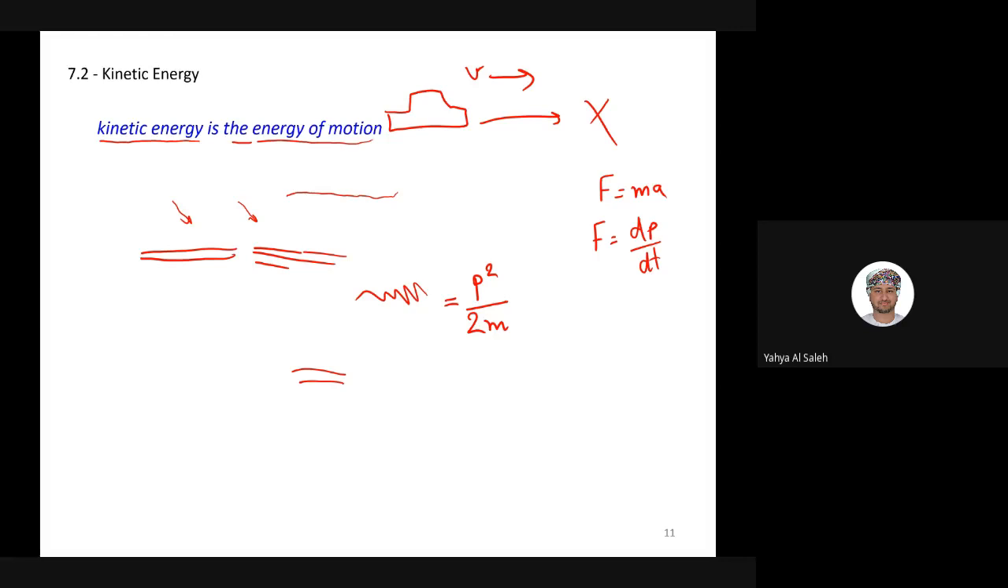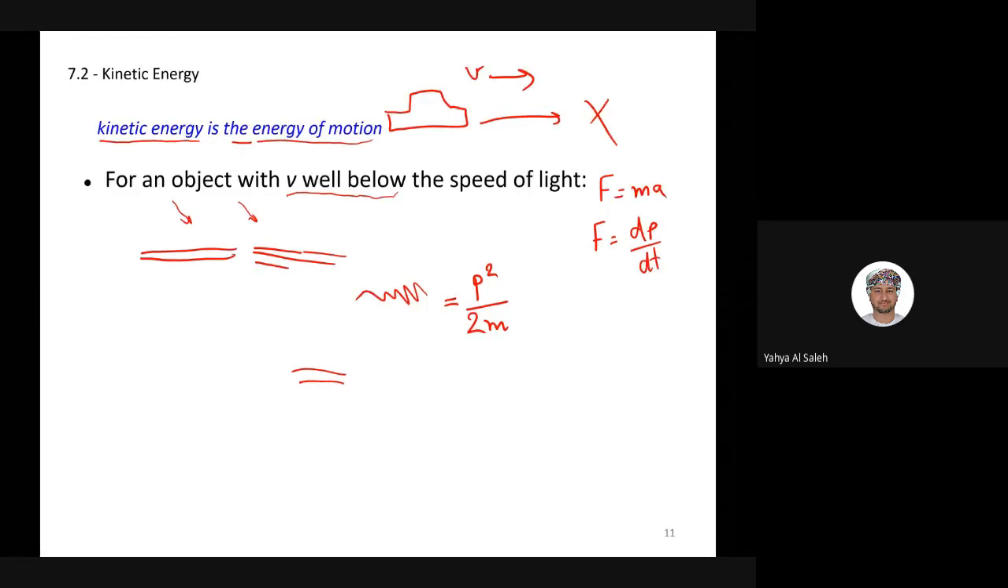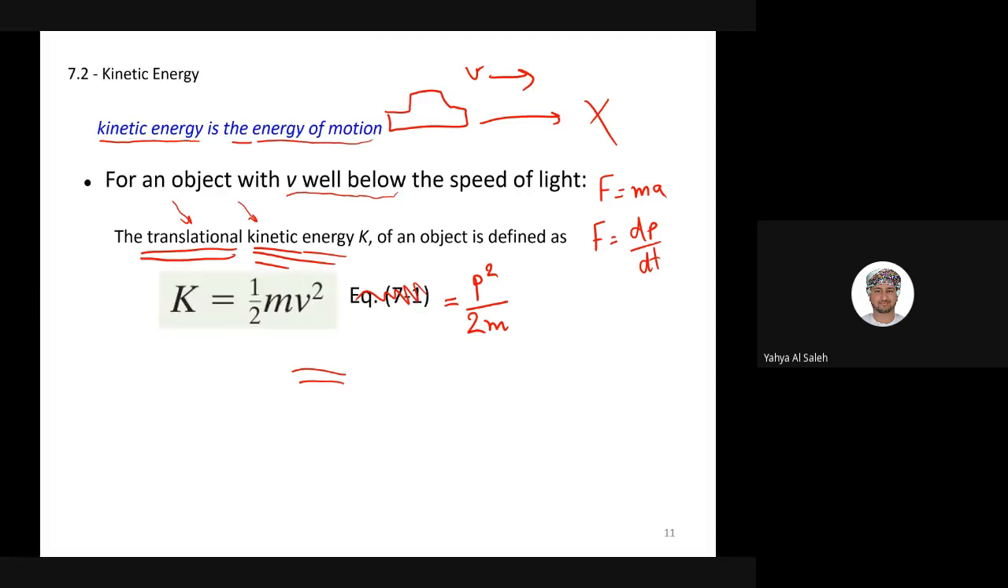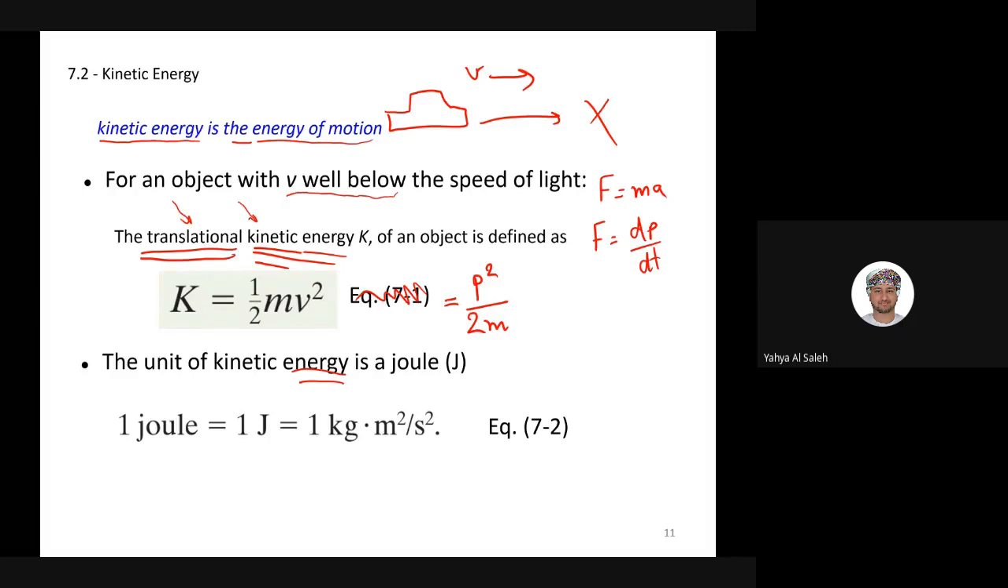So kinetic energy, we said, is the energy of motion. Whenever something is moving, it has energy. For an object with a velocity that is well below the speed of light, so very, very low percentages, the translational kinetic energy K of an object is defined as half mv squared. And the unit of the kinetic energy is joule.